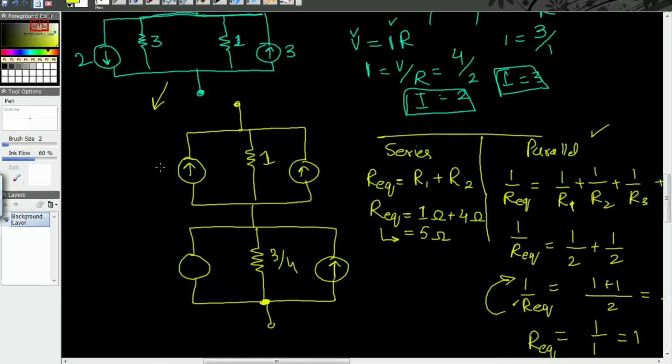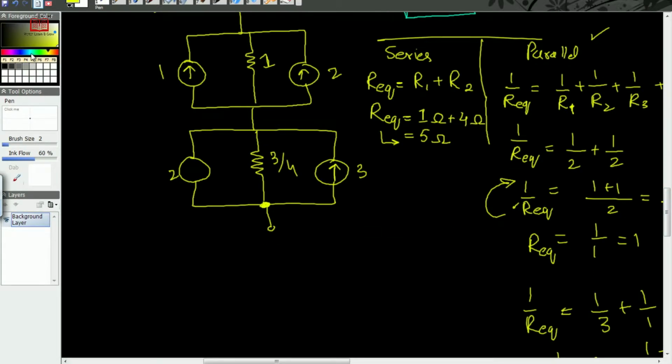And what is the value of this first current source? It is 3, and this is 1, this is 2, this is 2, and this is 3. So this is the third step. Before going to reduce, I am going to change the color for another step.